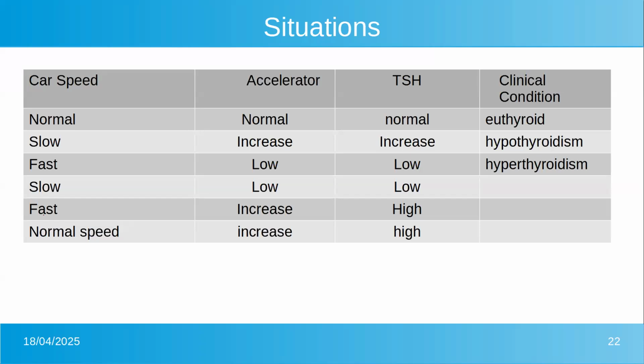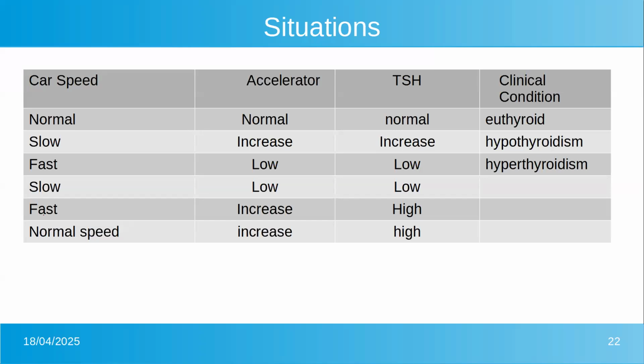So classical hypothyroidism is a car going slow. How do you know the car is going slow? The speed is low. What is the speed? T3, T4. T3, T4 is low. And how are you trying to correct it? By stepping on the gas, stepping on the accelerator. So your TSH will be high. This is classical hypothyroidism.